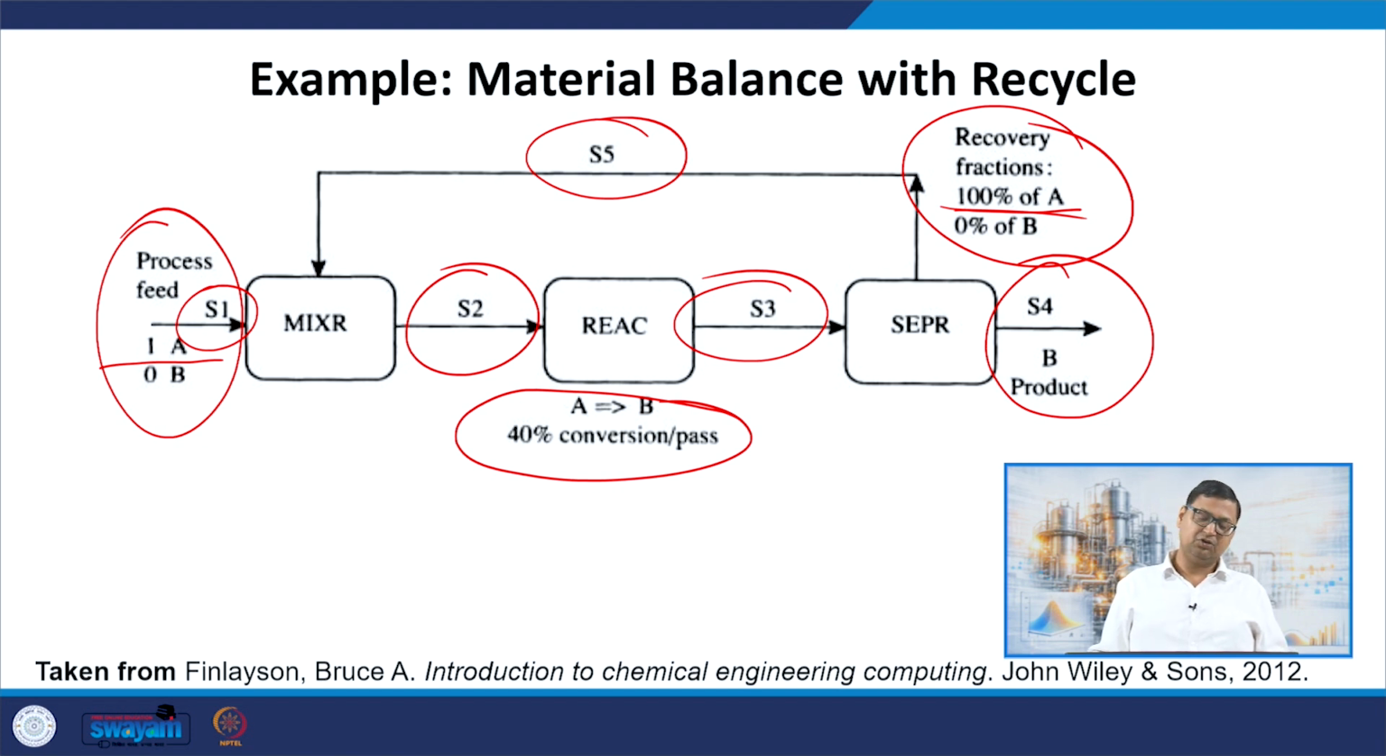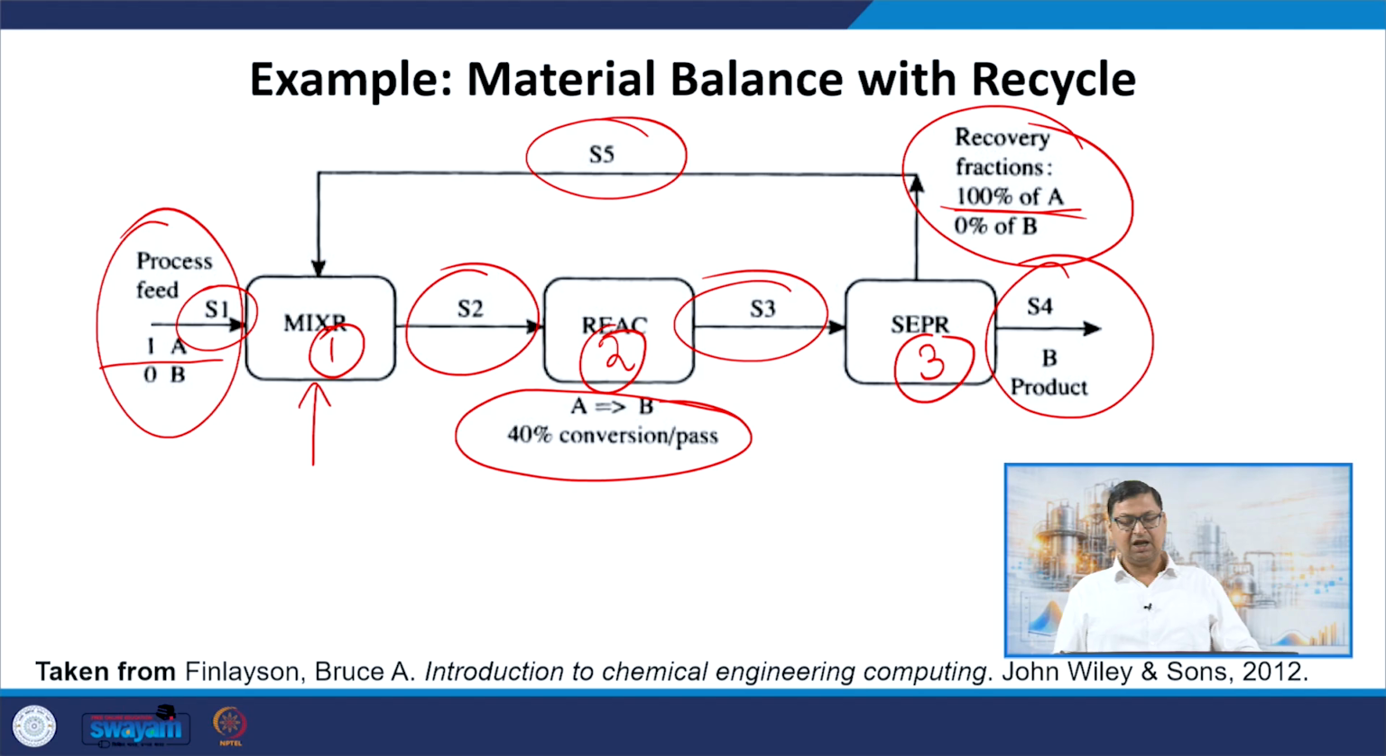So what I will have to do is first write the equation of the mixer. Let me label them 1, 2 and 3. I will write the material balance equation for the mixer, then for the reactor, and then for the separator, right? Now, when I am writing the equation for the mixer, I know that 100% of A is going in the recycle.